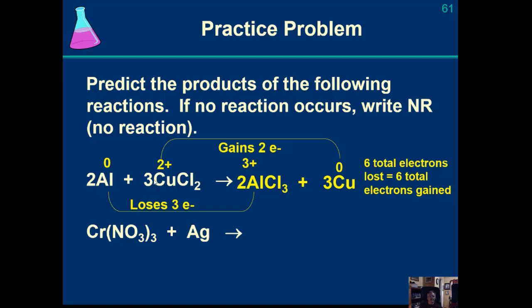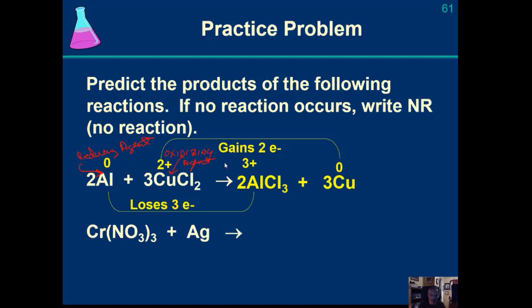3 times a +2 is 6 electrons that are gained, and then 2 times 3 electrons that are lost. That's 3 electrons. 2 times 3 is 6 electrons lost. That gives us 6 electrons transferred. So since aluminum is being oxidized, that makes it the reducing agent. And since copper 2 plus is being reduced, that makes it the oxidizing agent.